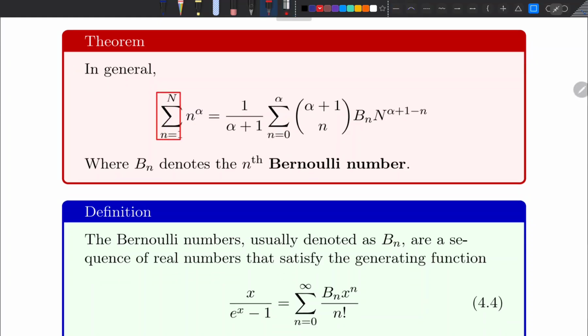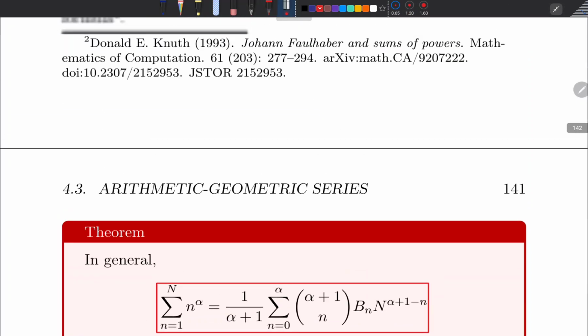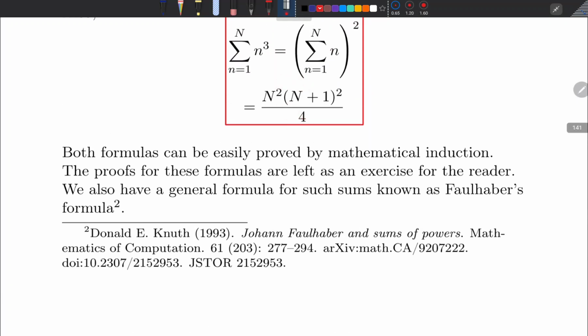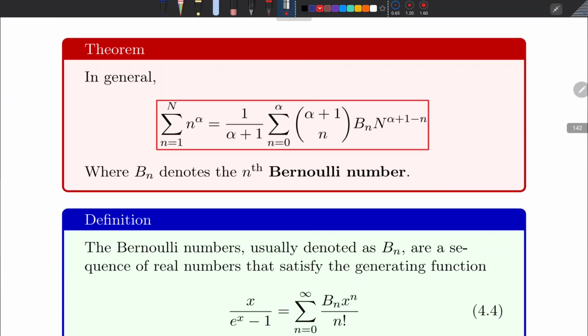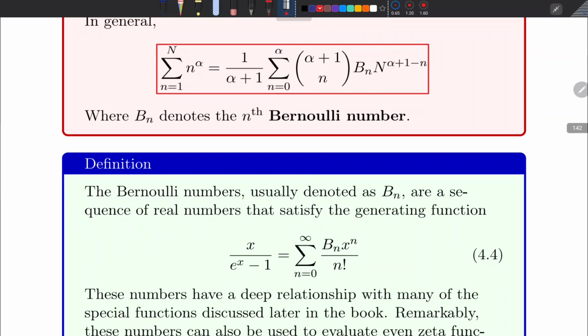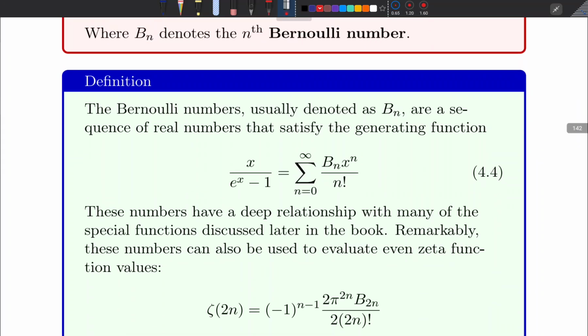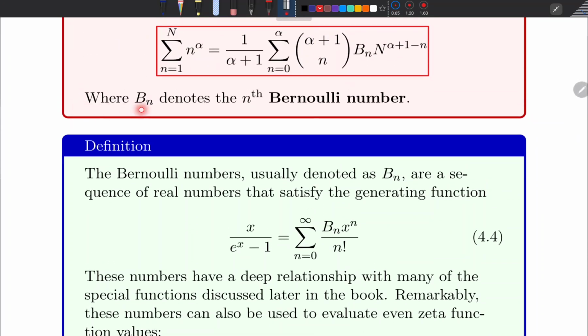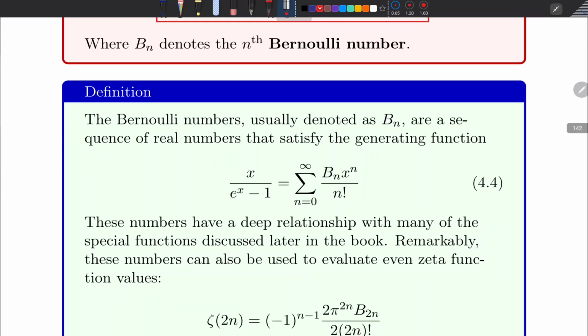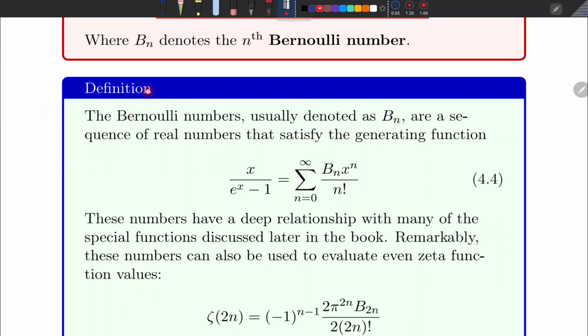Again, this should be going into my to-prove list, the way I have put this one. Surely I'll just go for all these things. It's either in this video or in the three videos that I have done already, where b sub n denotes the nth Bernoulli number. And now we have the definition of the Bernoulli numbers.